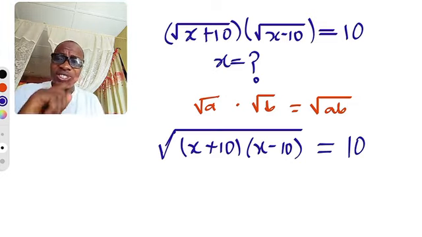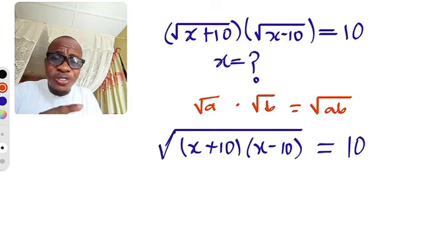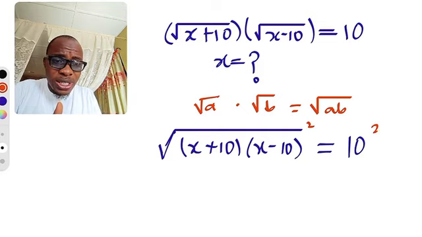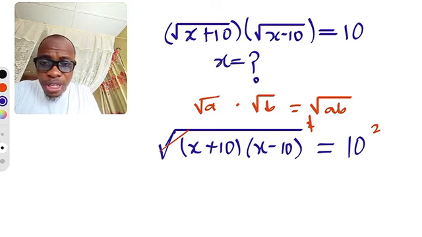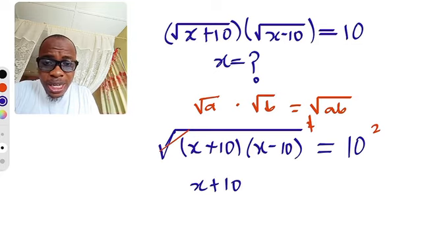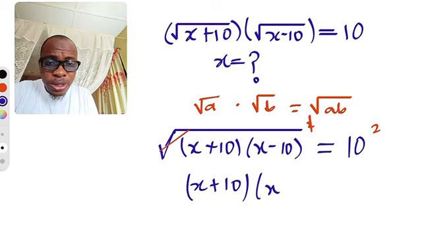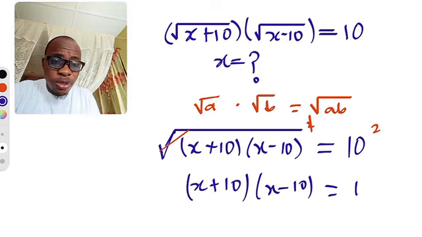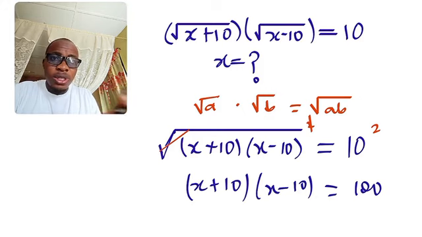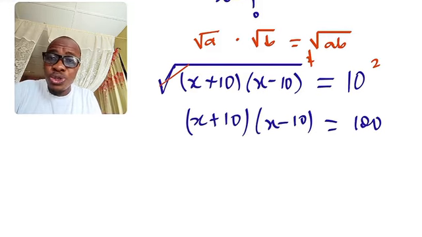From then, the next thing we're going to do is that we are looking for x, so definitely we have to get rid of the radical sign by squaring both sides. If I square both sides, you see that this will cancel out this. So we are going to be left with x plus 10 times x minus 10 equals 10 to the power of 2, which will give us 100.